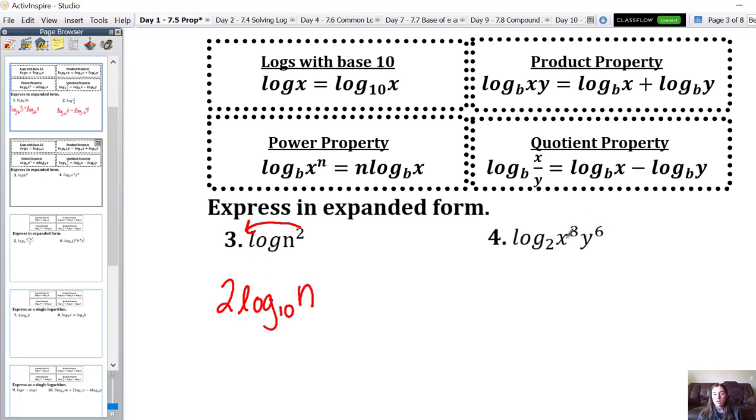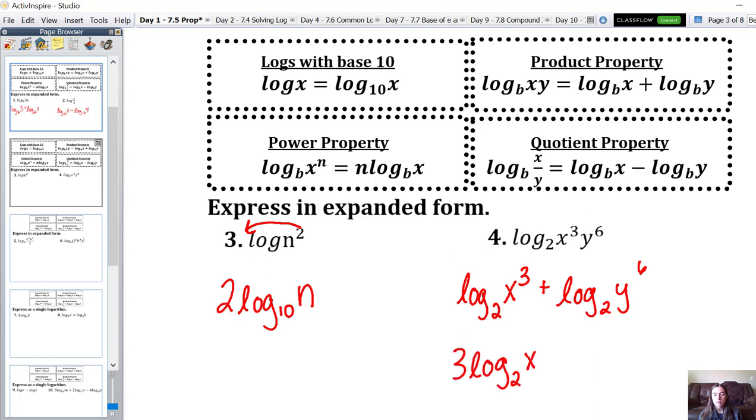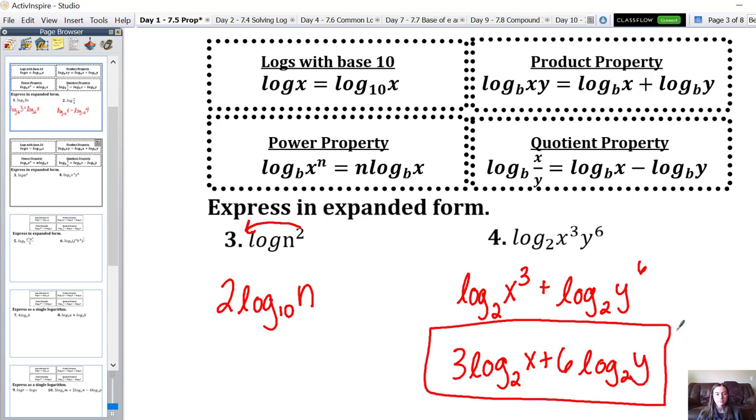And number 4, I've got a lot going on. I've got some products and I've got some powers. So what I'm going to do first is separate the products, then I'll worry about those powers. Our base is 2, so we have log base 2 of x cubed. It was a product, so we're going to add log base 2 of y to the 6. Then we're going to use our power property, so any exponents are going to move to the front of the log. This becomes 3 log base 2 of x plus 6 log base 2 of y. That right there is our final answer for that one.